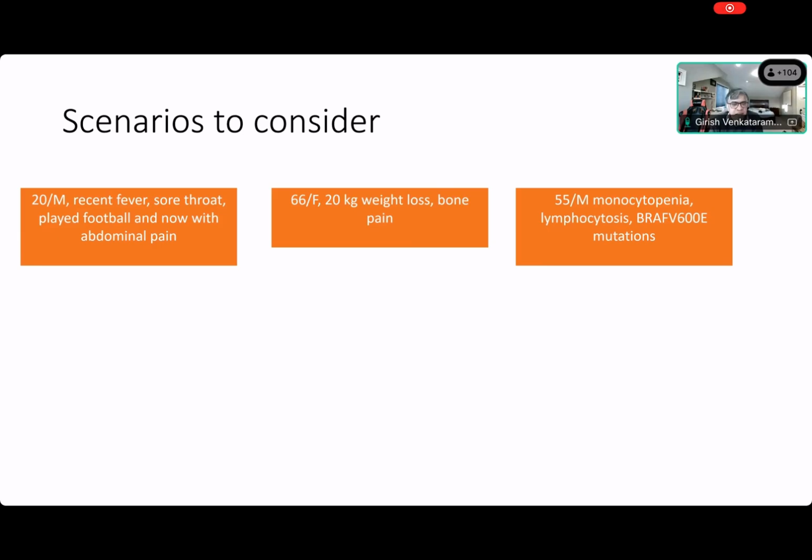Okay, the third scenario: a 55-year-old male with monocytopenia, lymphocytosis, and a BRAF mutation. I've given you a lot of history. Is there a diagnosis? Can it somehow involve the spleen? What are we talking about here? It's a very classic mutation. Obviously, the moment I said mutation, it has to be a tumor, right? What are the tumors that you know that have a BRAF mutation? Name some tumors.